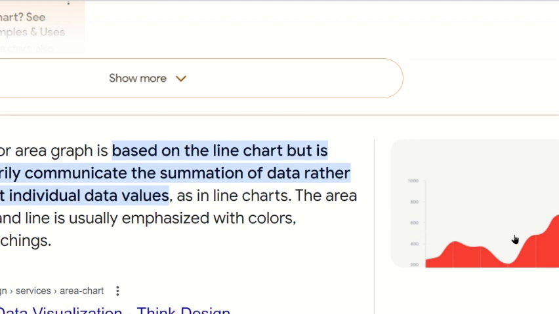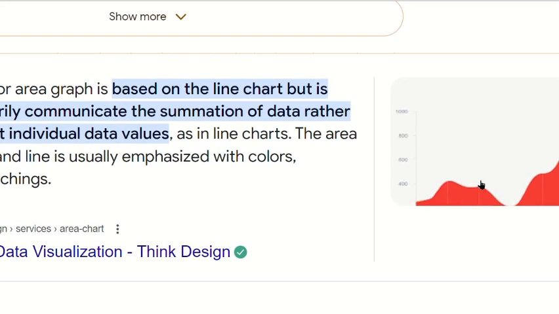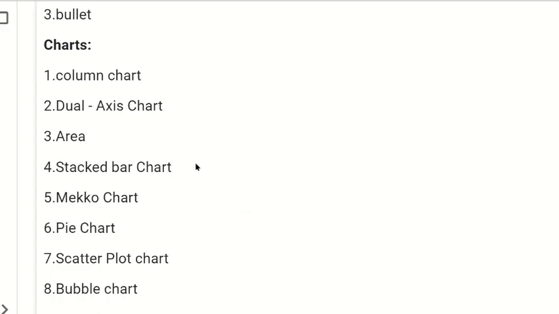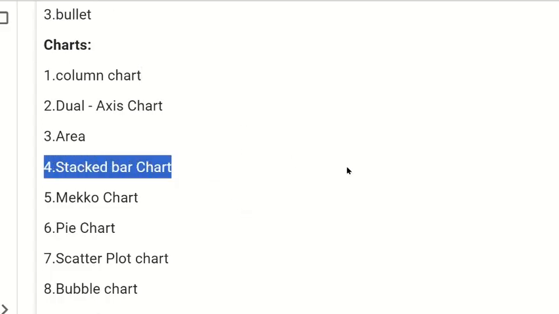So basically this is about the area chart. It shows the volume type. Understood. And the stacked area chart is basically used to get the volume, to compare two volumes.